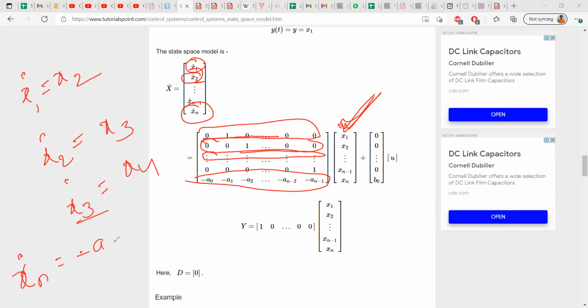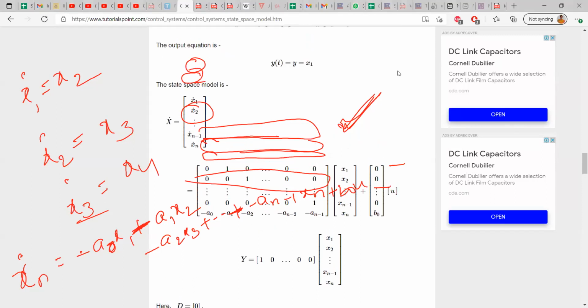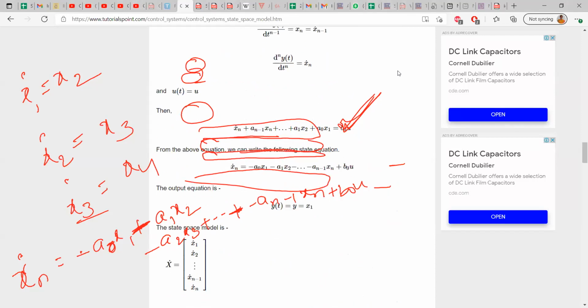Minus a0 x1, minus a1 x2, minus a2 x3, and so on, up to the last element: minus a n minus 1 xn. There is still the last element, plus b0 u. Now see, are both equations similar or not?